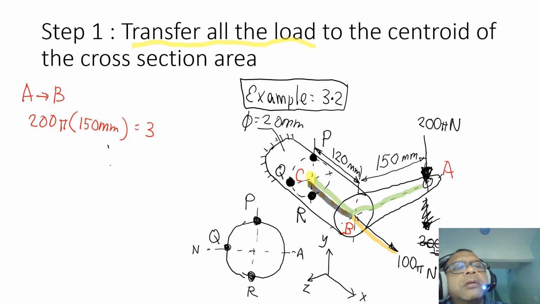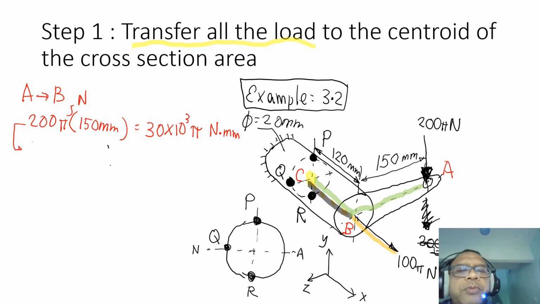That gives me 30 times 10 to the power of 3 pi Newton millimeter. So it's Newton mm, and this is basically a torque. Even though I can put it as moment about the x-axis, it is equal to the torque T. So it's 30 times 10 to the power of 3 pi Newton millimeter.